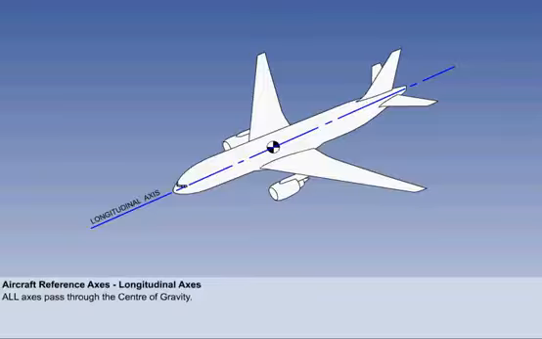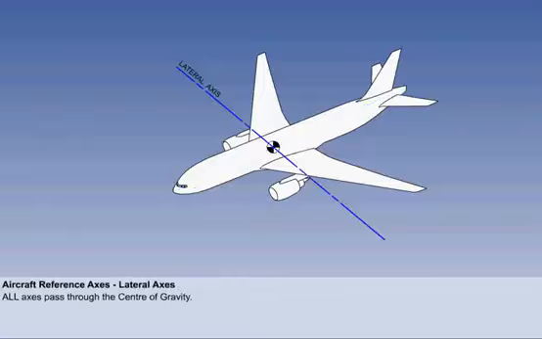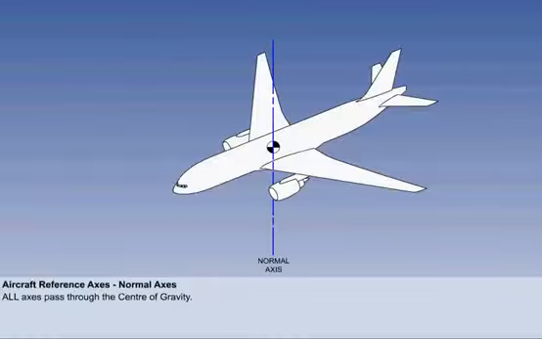We must now consider the aeroplane reference axes. These are used to help visualize the forces and moments on the aircraft. All axes pass through the center of gravity. Illustrated is the longitudinal axis. Here is the lateral axis. And this is the normal axis.